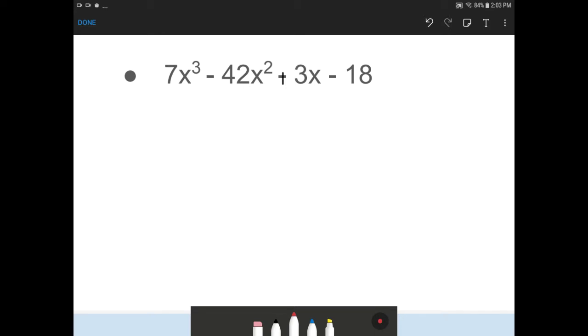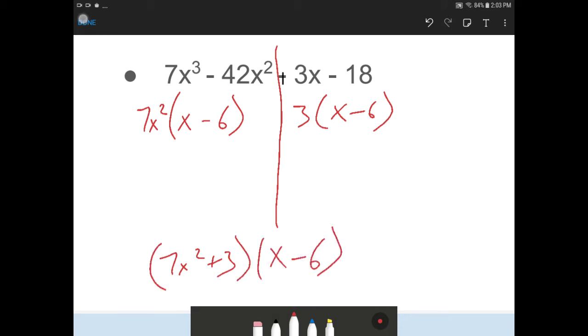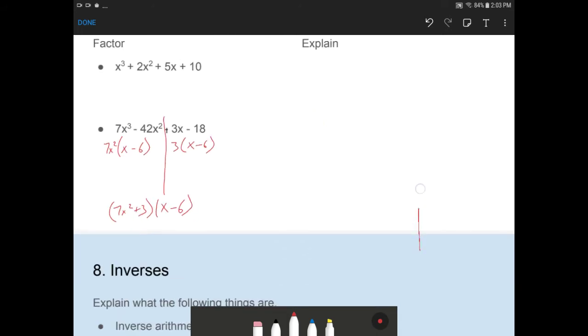So out of this side over here, 7x squared can come out. Then you're just left with x minus 6. Over here, 3 can be factored out. Then you're left with x minus 6. So your answer is 7x squared plus 3 and x minus 6. Let's factor by grouping.